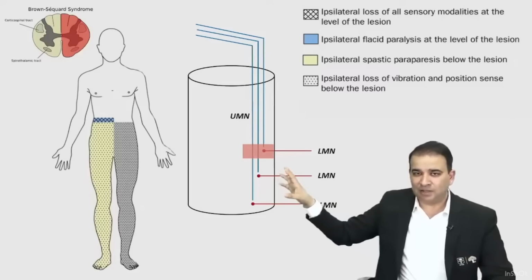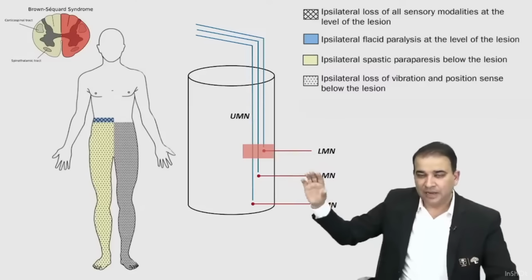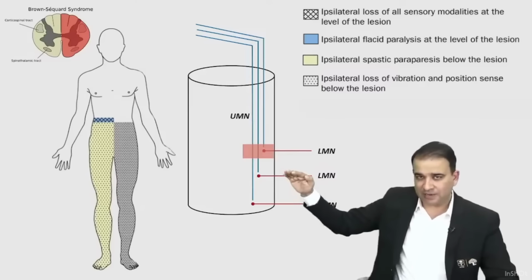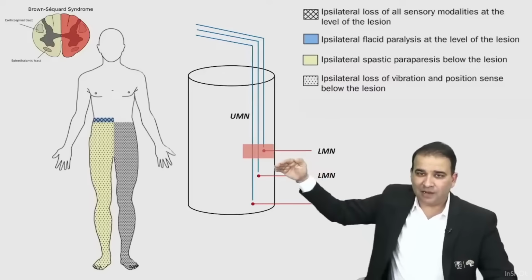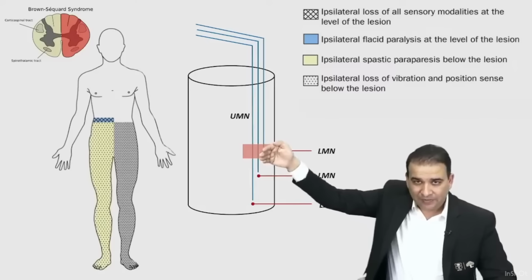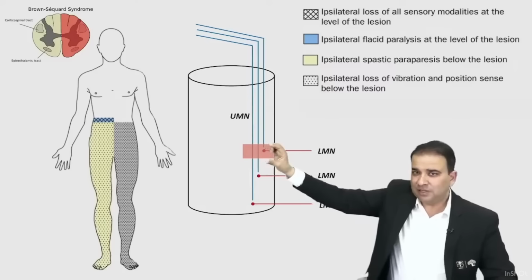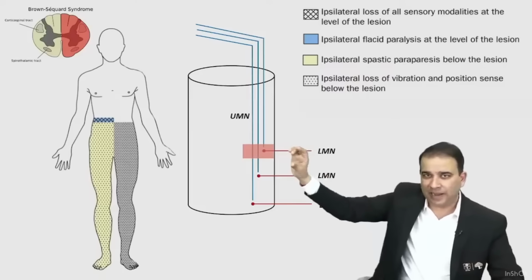If the spinothalamic tract enters the spinal cord and decussates here, and the lesion is on this side, then exactly at the level of lesion, again there will be ipsilateral loss. All the tracts have ipsilateral loss at the level of lesion.